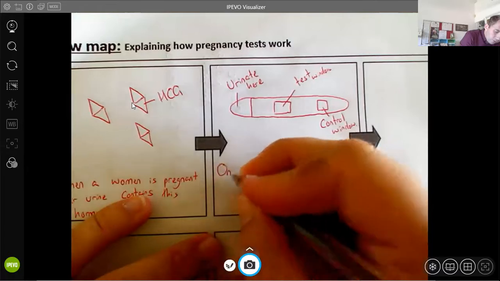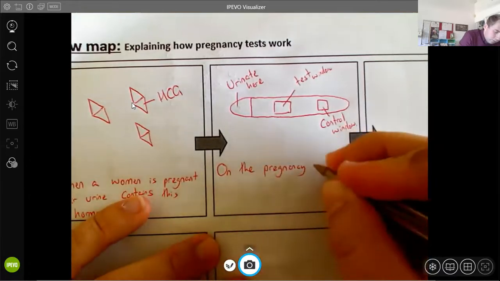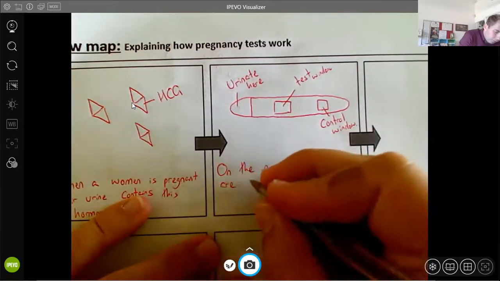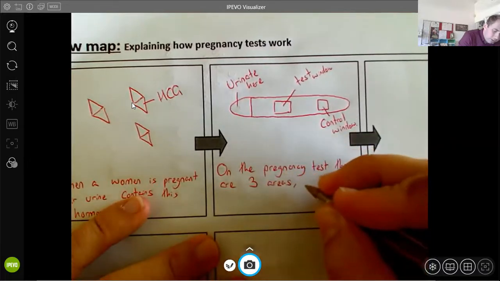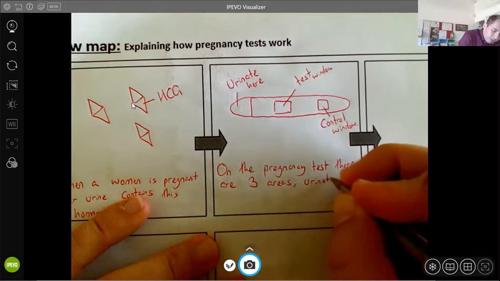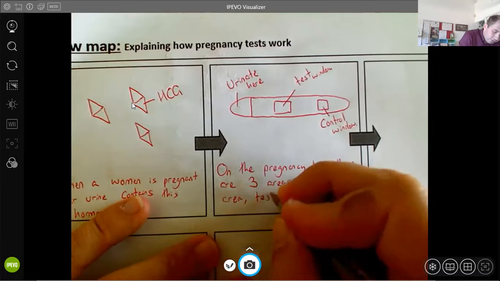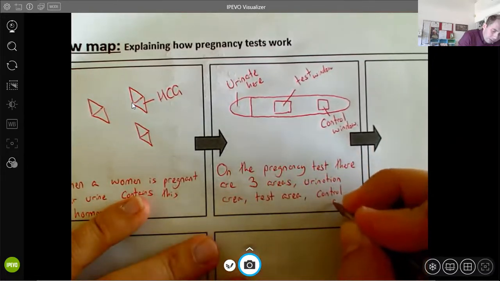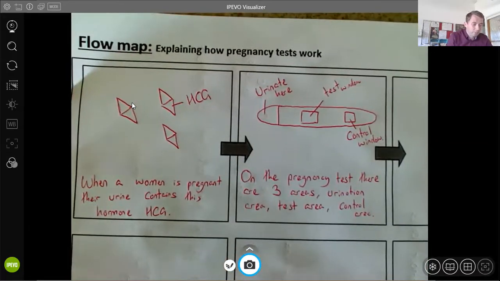So, on the pregnancy tests, there are 3 areas: urination area, test area, and the control area. So we now know that urine contains HCG, and we also know now about what a stick looks like. So we now need to look at what is going on in that test.